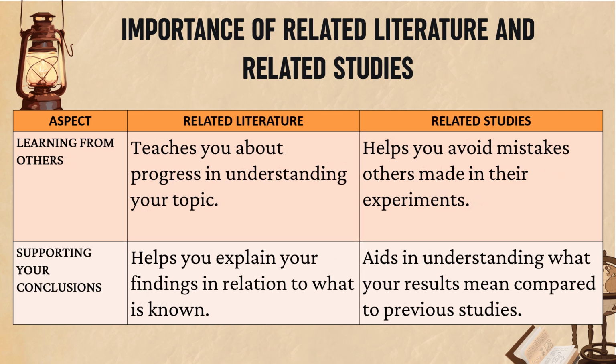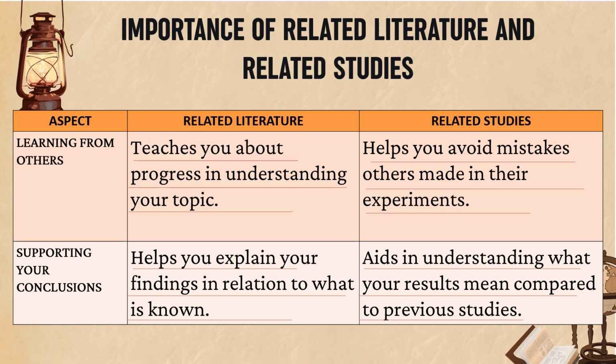Learning from others. Related literature teaches you about progress in understanding your topic, while related studies help you avoid mistakes others made in their experiments. Finally, supporting your conclusions. Related literature helps you explain your findings in relation to what is known, while related studies aid in understanding what your results mean compared to previous studies.